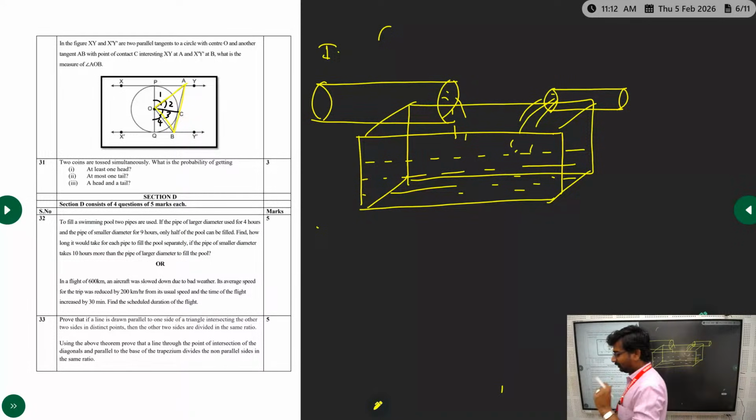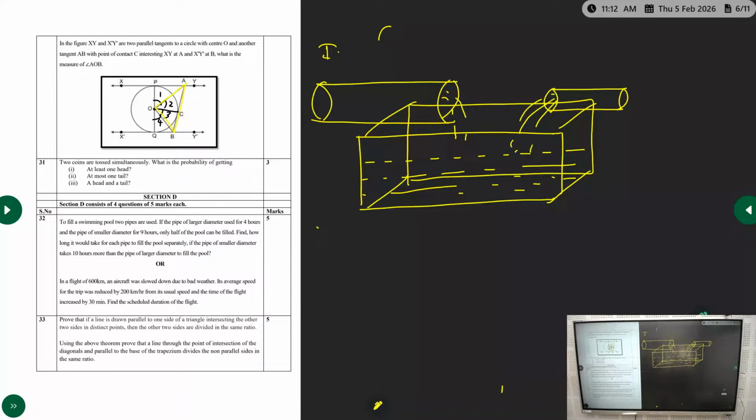Okay. What is the diameter of the larger pipe? He has not said anything. Smaller pipe also nothing. Only the time taken he said. One pipe has taken 4 hours, so obviously it is the larger pipe because the other pipe is taking 9 hours. Means the smaller pipe always takes more time than the larger pipe.